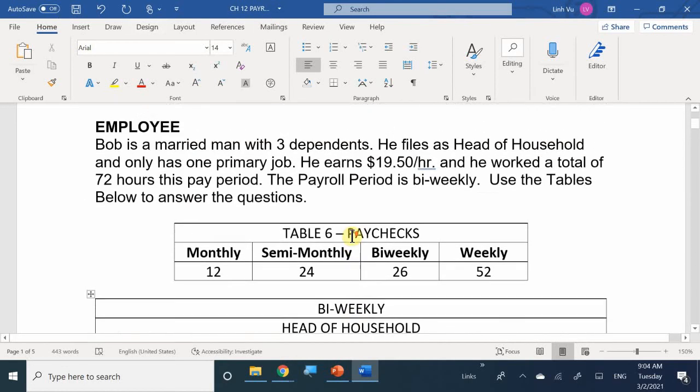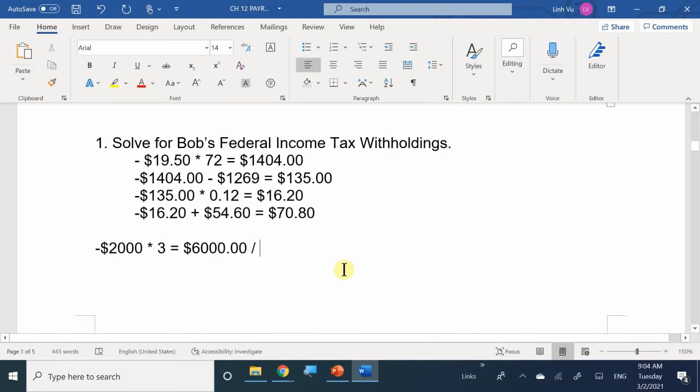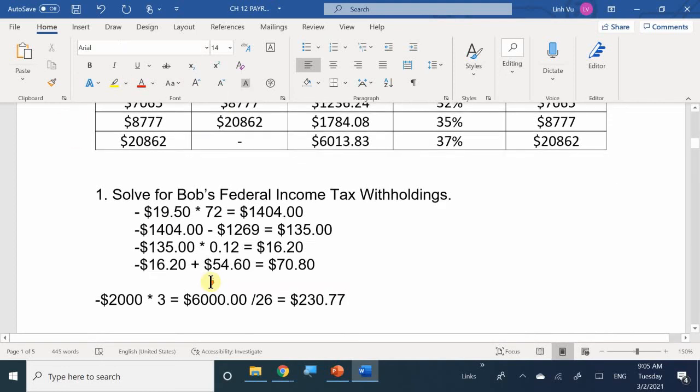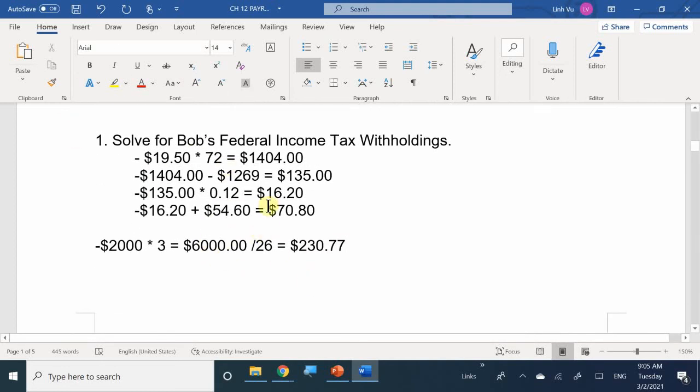He's on a bi-weekly payroll. So how many payments does he get? 26. All right? So if he gets 26, then how much is it per paycheck? $230.77. Okay? And this goes against this. So this gets subtracted out of this.